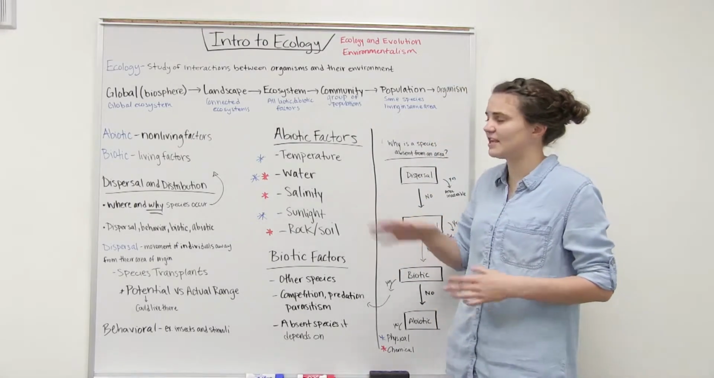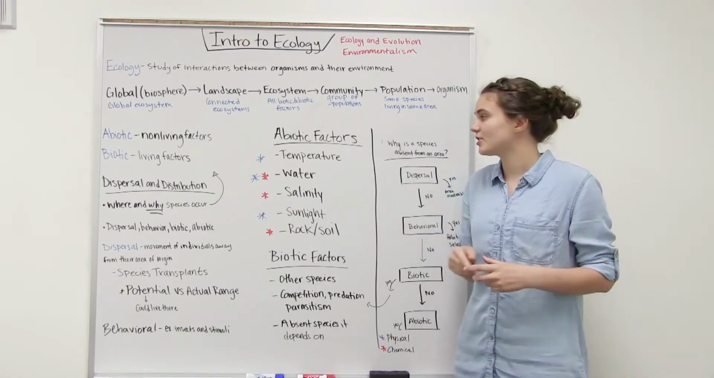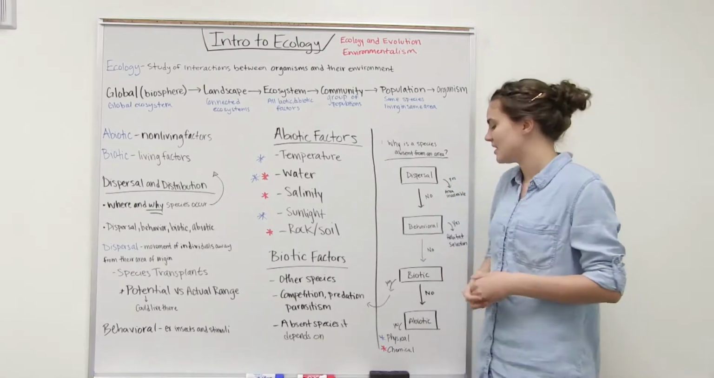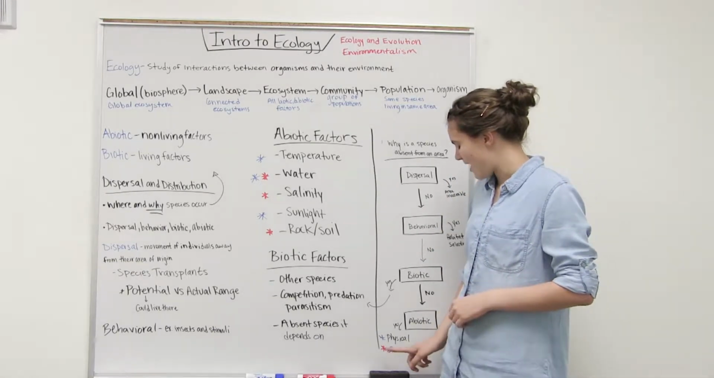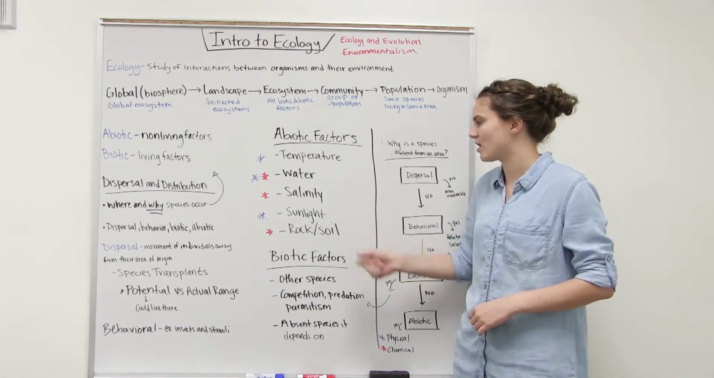So the last thing that can be keeping species, either plant or animal or bacteria, from living in a certain area is abiotic factors. These include physical and chemical ones. I starred the chemical ones in red and the physical ones in blue. They're things like temperature, water, salinity, sunlight, and rocks and soil.